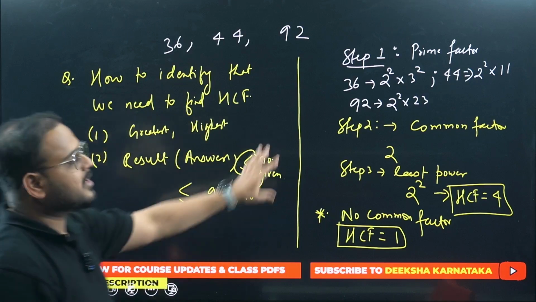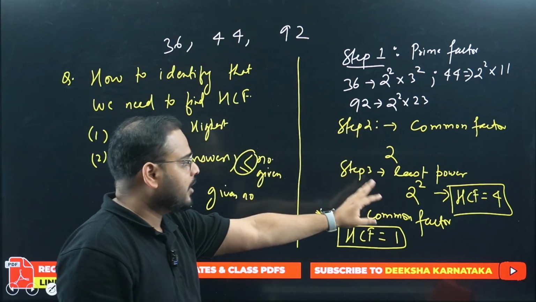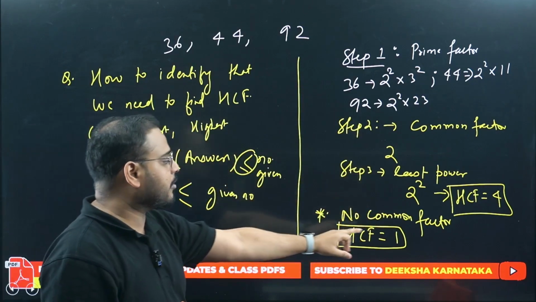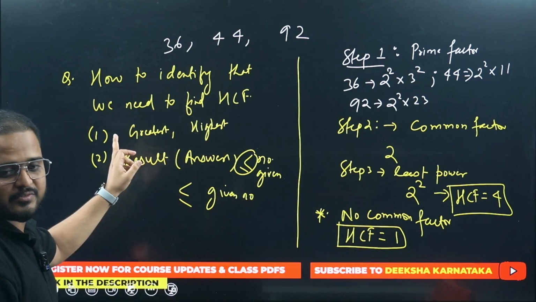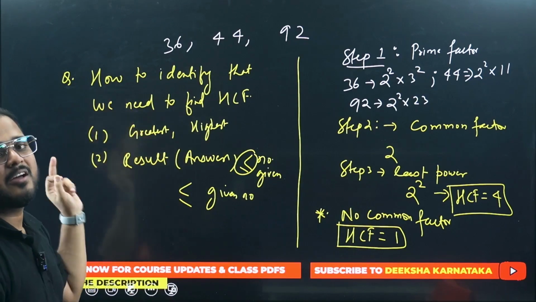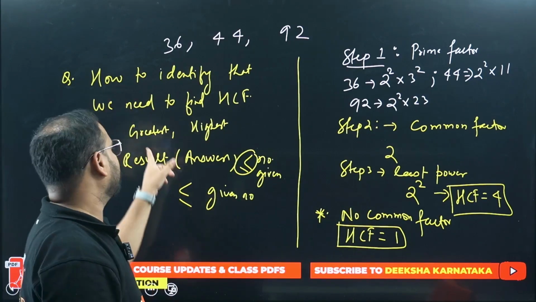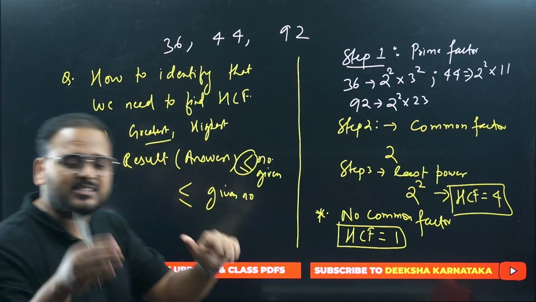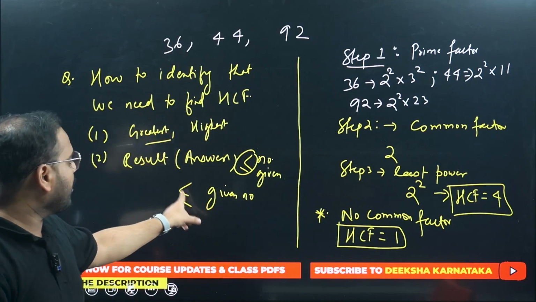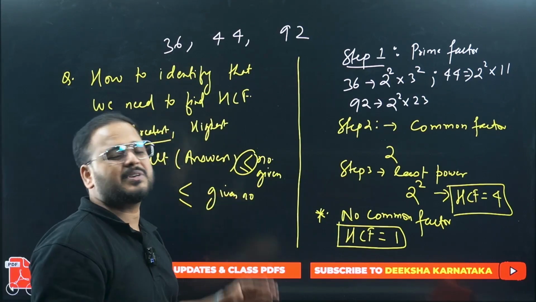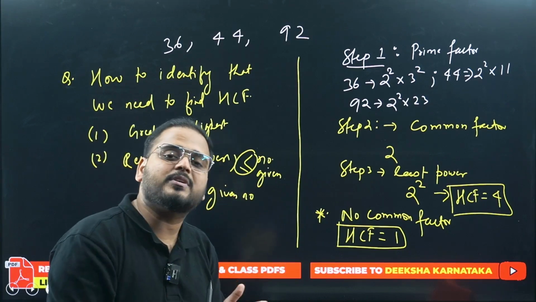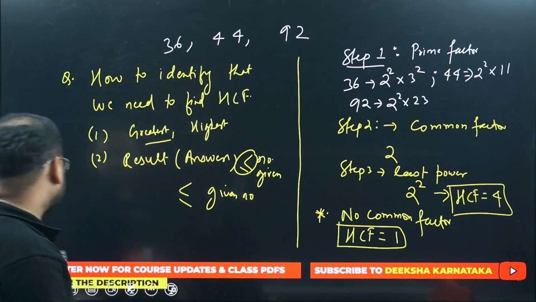So first, how to find HCF using this approach: common factors with least power. For no common factor, HCF is 1. Then how to identify when to find HCF: look for these words or try to make sense in the question itself. Secondly, it will always be less than or equal to the given numbers. So basically the clue is that HCF of any numbers is always less than or equal to the numbers given.